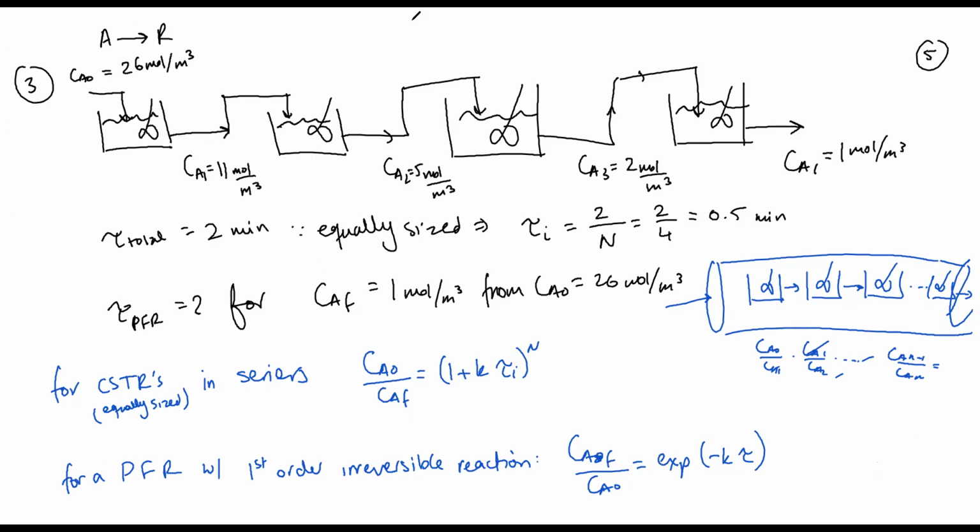Anyways, the strategy here is that in this equation I have CA0 and CAF, so I can get K, and then in this equation I have CAF and CA0 and K, so I can get tau. So let's use this approach. Okay, so let me save.